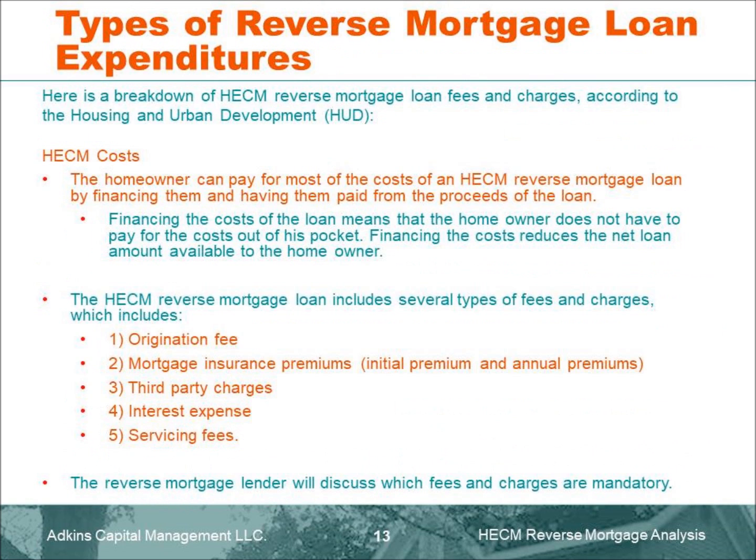There are 5 types of reverse mortgage loan expenditures. The homeowner can pay for most of the costs of an HECM reverse mortgage loan by financing them and having them paid from the proceeds of the loan. The HECM reverse mortgage loan includes origination fees, mortgage insurance premiums, third-party charges, interest expense, and servicing fees. The reverse mortgage lender will discuss which fees and charges are mandatory.